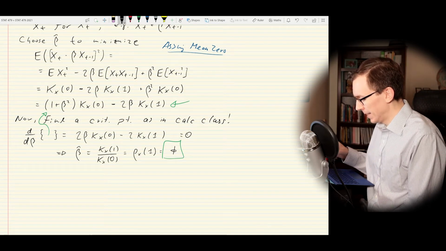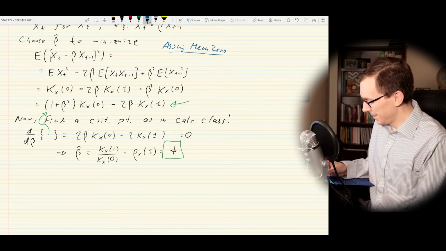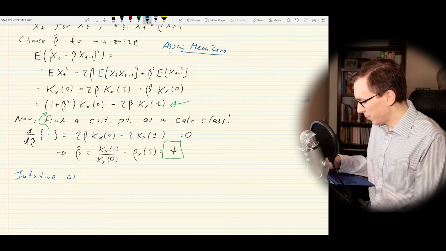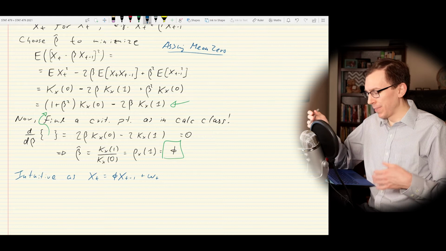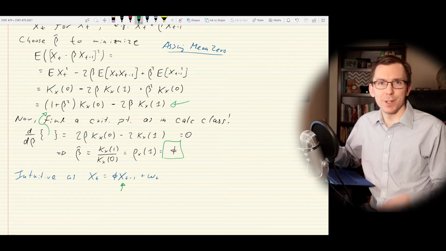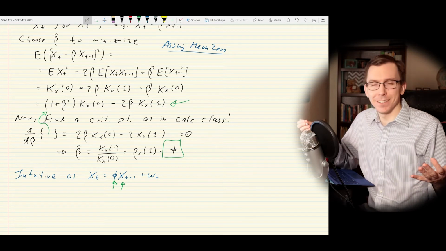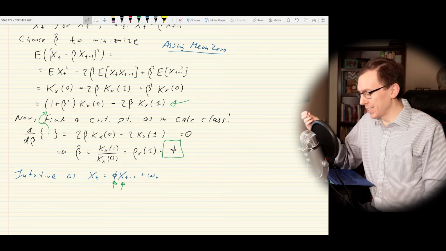Okay. So that kind of makes sense, but it also just makes sense because this is intuitive, as we had that x_t is equal to phi x_{t-1} plus white noise. So if I gave you x_{t-1}, how would you predict the value for x_t? Well, you would multiply it by phi, and that's a really good guess for what x_t is. It's, I guess, unbiased because white noise is mean 0. So it's about as good as you can do.